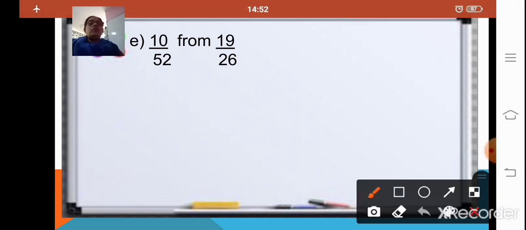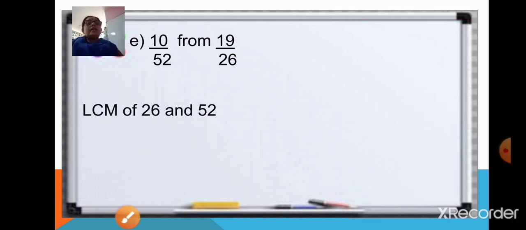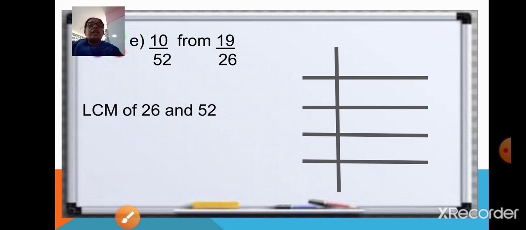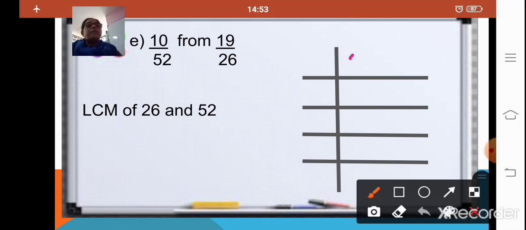10 upon 52 from 19 upon 26. Now here 26 and 52. Now 52 is a multiple of 26, that is 26 2s are 52. Okay, so directly your LCM will be 52. Even though you can find the LCM and see, you will get the same answer, that is 52. Let us just solve and see whether you are getting the LCM as 52.